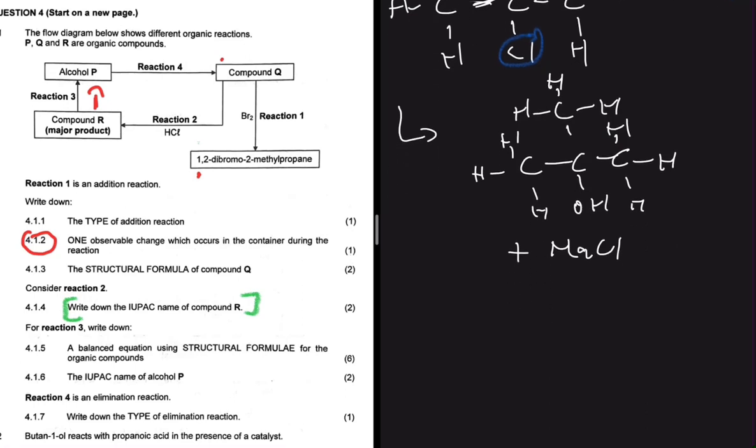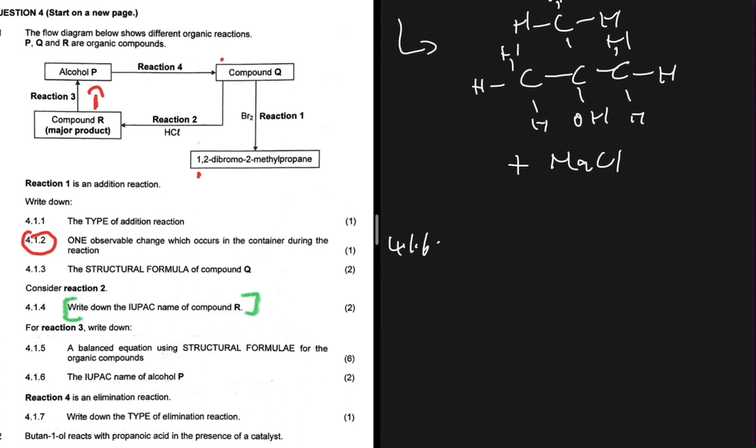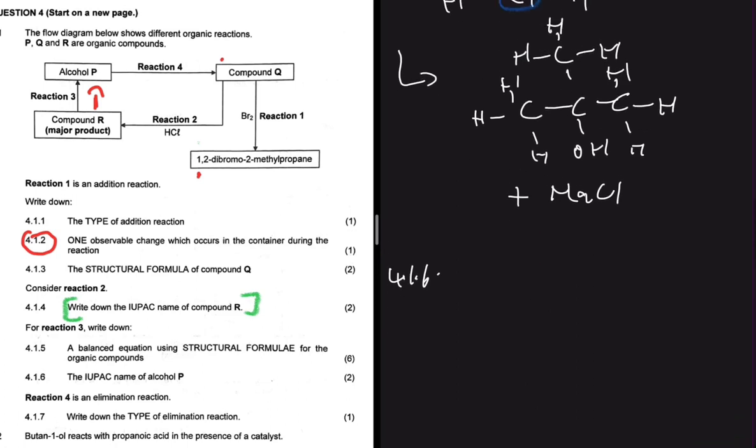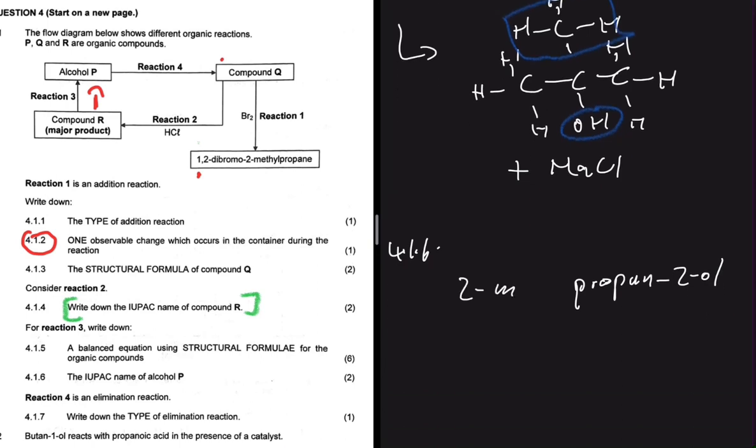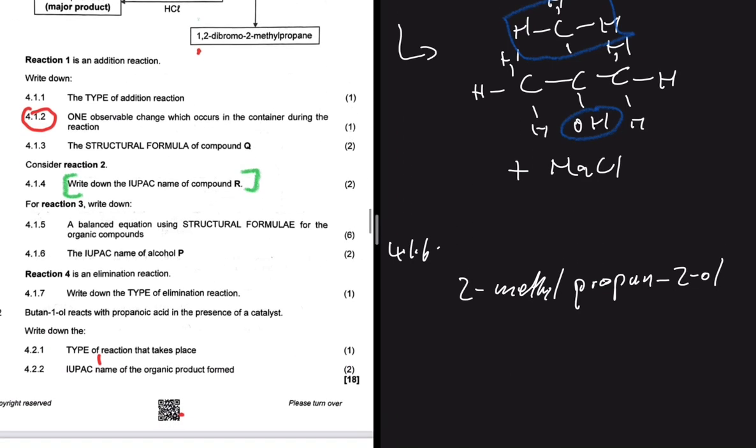And then 4.1.6, we need the IUPAC name of the alcohol. So then OH is on the second carbon, right? So it's gonna be propan-2-ol, and then now we just need to put the branch in our IUPAC name. So we're gonna have 2-methylpropan-2-ol, and we are good to go, right?